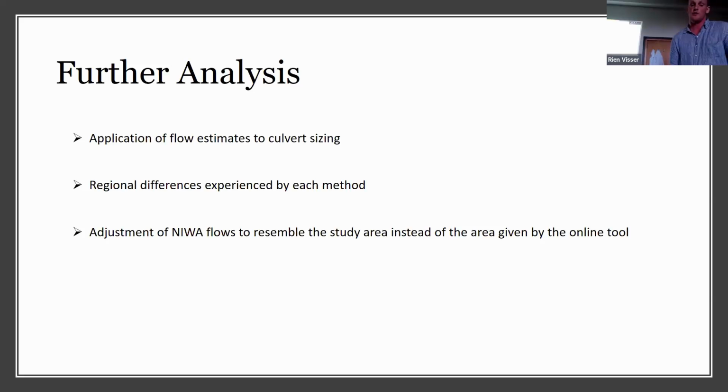I analysed the regional differences, and as the NIWA method gives flows for a segment of stream rather than a flow point, it gives the largest flow for the largest catchment along that stream instead of the same area as what I had. So I attempted to make an adjustment to see if that had an impact on the flows calculated.